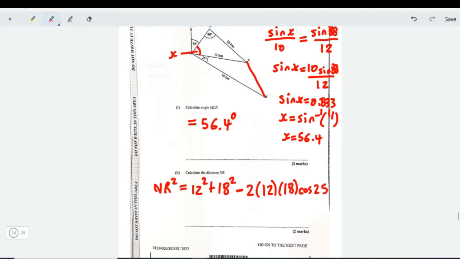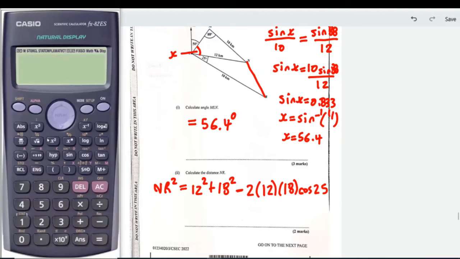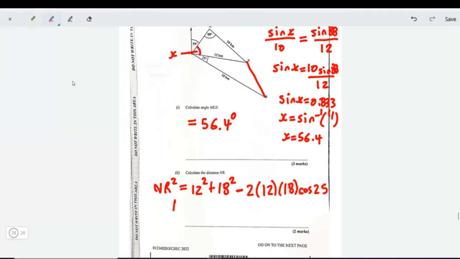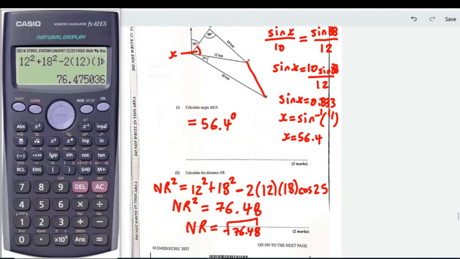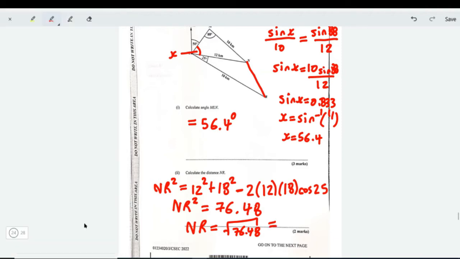So you're going to put all of the right hand side in a calculator one time. 12 square plus 18 square minus 2 times 12 times 18 multiplied by cos of 25. All of that in a calculator one time gives us 76.48. So NR square is equal to 76.48. So NR is going to be the square root of 76.48. We square root it, and that gives us the distance. Square root the answer, and we get 8.75. So this works out to be 8.75 kilometers. That's your answer.